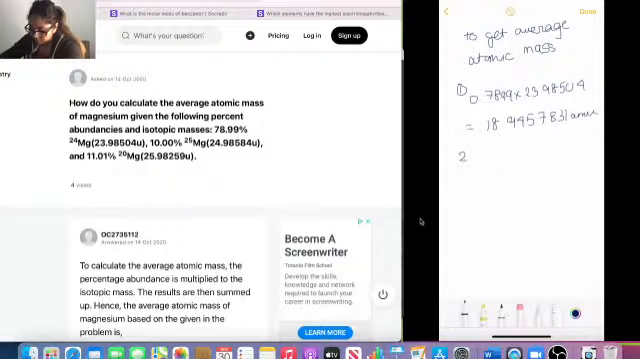And so our second one, which is magnesium with an atomic mass of 25, consists of 10%, and so we express 10% first as a decimal, right? You basically divide your percentage by 100 to get your decimal, and so we have 0.100 times 24.98584.